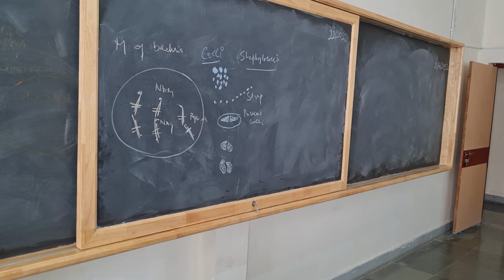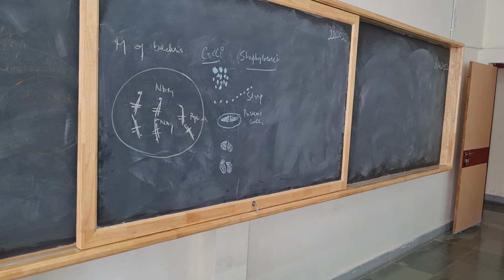Staphylococci divides in all planes and looks like grapes. That's why it is called staphylococci. Streptococci divides in a single plane and looks like a serpent. It is called streptococci.